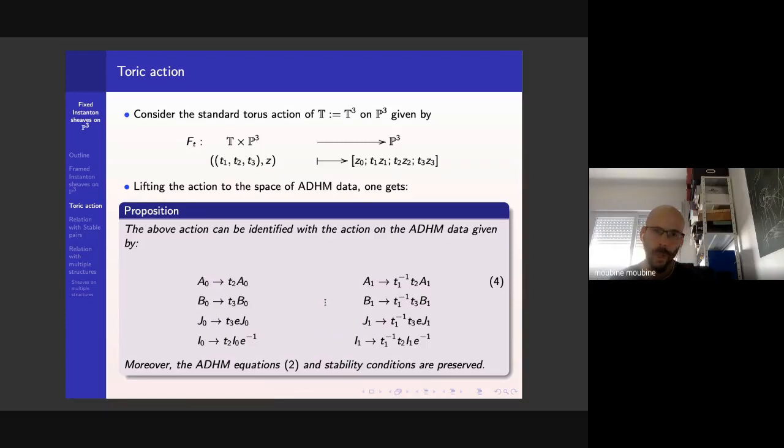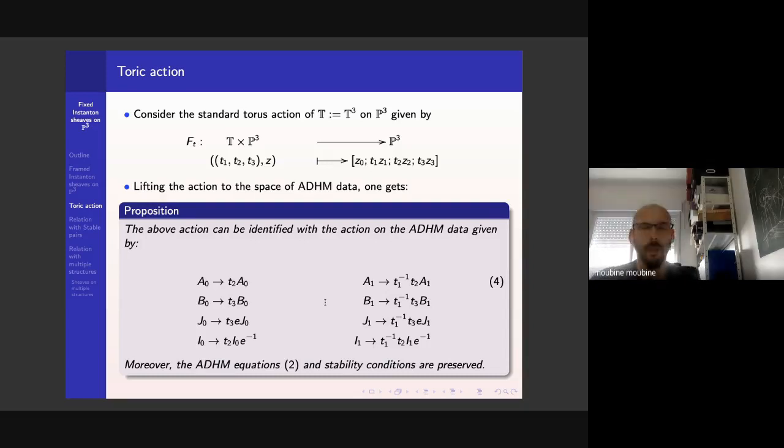So the toric action that we will consider is the usual one on P3, this standard one. Applying this to the monad, and by the choice of the coordinates, we can lift the action to the space of ADHM data. This is given by these transformations, multiplying by T1, T2, T1 minus 1, T2, etc. These matrices. Okay, so that the equations that are satisfied and the stability conditions are preserved.